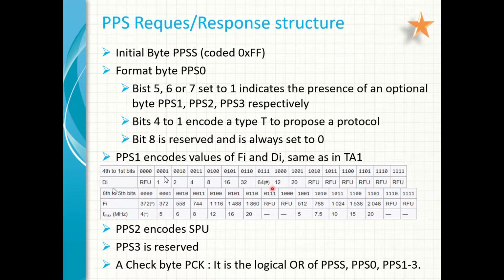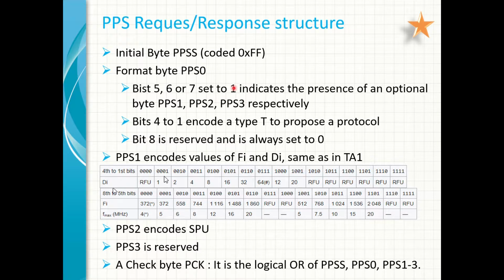So the next thing we're going to look at is how the request and response look like. Now, there is an initial byte, the PPSS byte, that is always coded as FF. And the format byte follows the PPSS byte. The format byte codes in the first 4 least significant bits the protocol, either T0 or T1. So if it's 0, it's going to be T0, and if it's 1, it's going to be the T1 protocol.